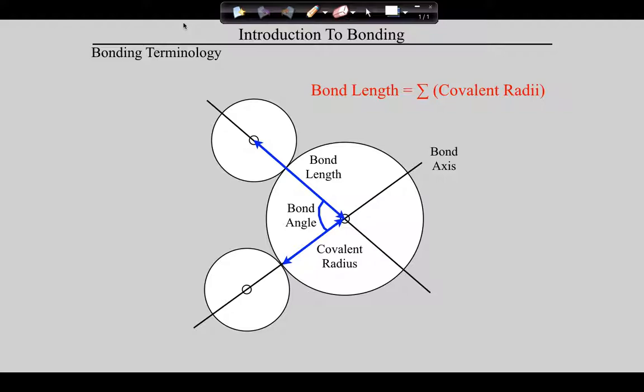So guys, there you have it. That's all the terminology you need to know. You need to know that these are called bond axes. You need to know that they form a bond angle. You need to know the covalent radii. You need to know that the covalent radii add up to bond length. Yep.